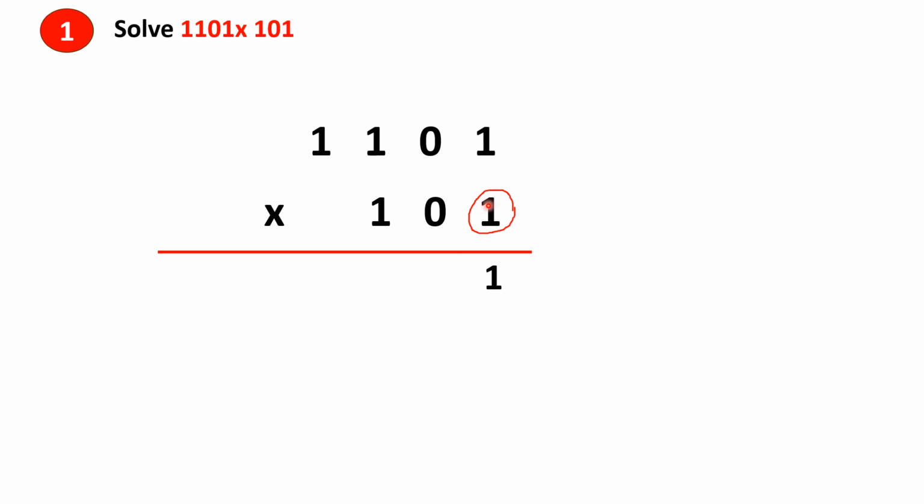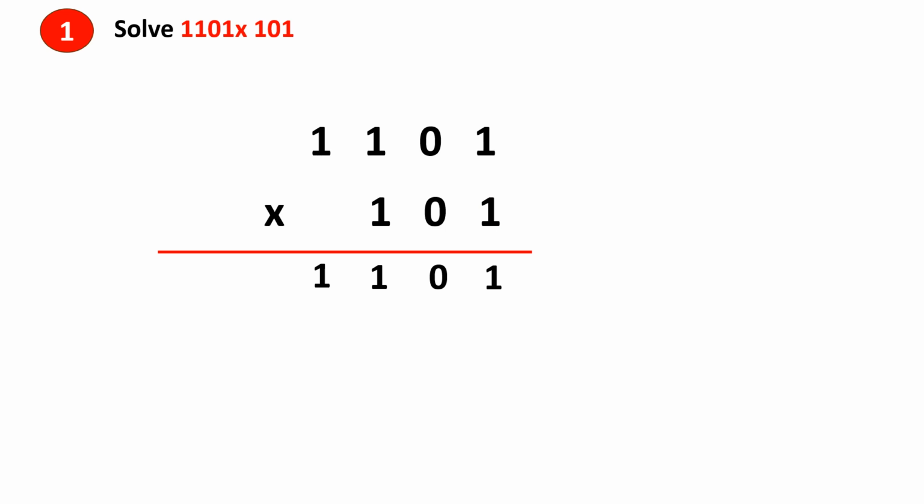Next, again take this 1 and multiply with 0. So the answer is 0. Then 1 into 1 will give 1. And 1 into this 1 will give you 1.